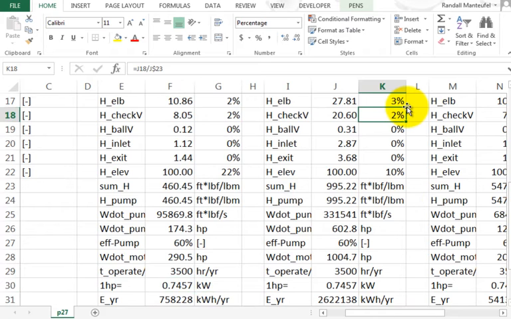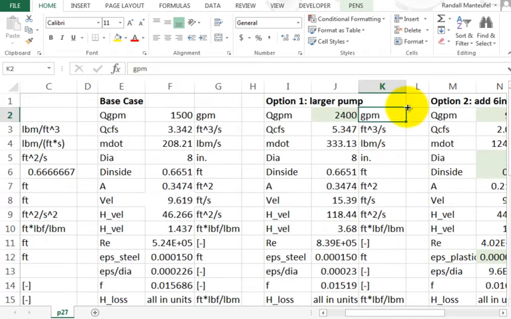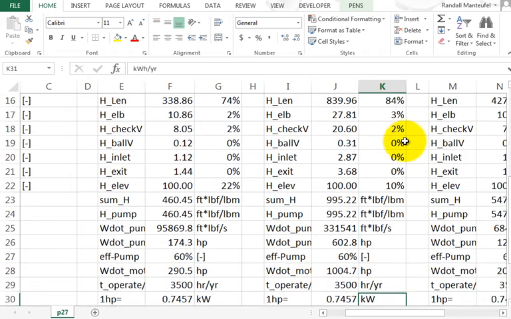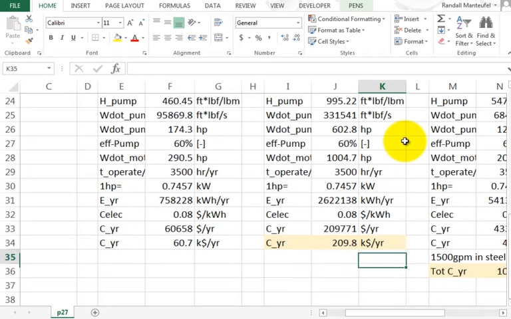So let's get back over here. So for the larger pump, 84% of your head loss that the pump puts in is now due to the straight run. It's up from 74. And only 10% is really going into increasing the elevation. And your electric bill just jumped to $210,000 a year. So from 60, why so much? Because it's proportional to the velocity squared, and the velocity went up quite a bit.